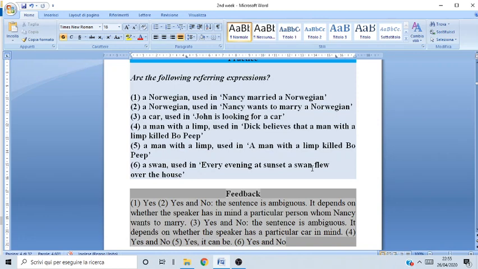As you can see, I had to look at the feedback because my mind for 3, 4, and 6 went automatically to interpreting them as referring expressions, as if they 100% always had a referent in mind. But as you can see from the feedback, it really depends on how you interpret the sentence.